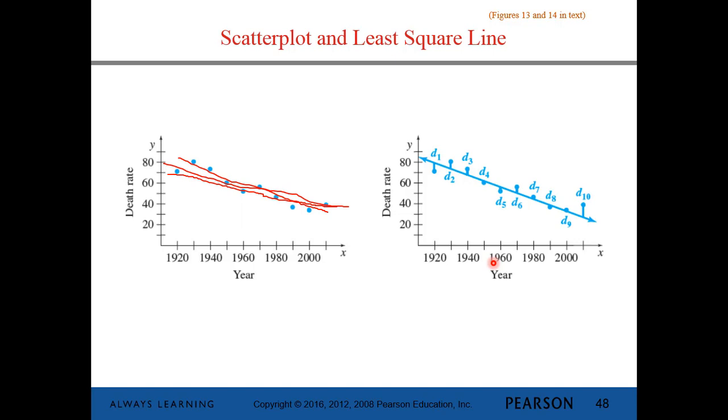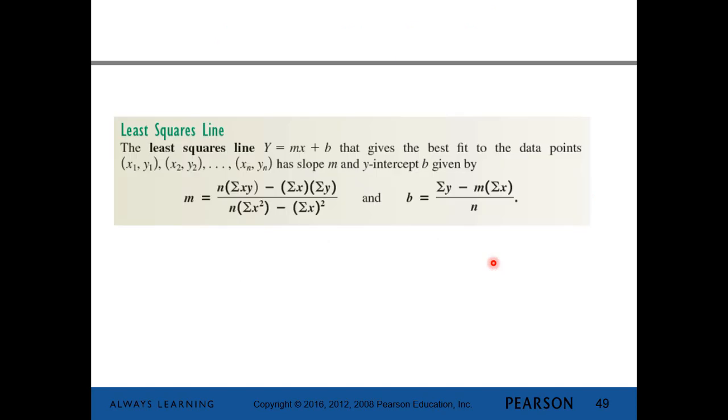And then our new goal is going to be, okay, let's take all these squared distances and let's sum them up and find the line that makes the sum of all of these squared distances the smallest. And that line is going to be the least squares line. Okay, and that's how it's derived.